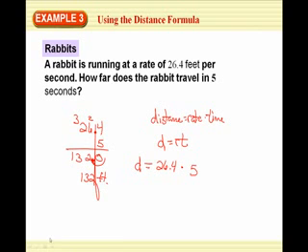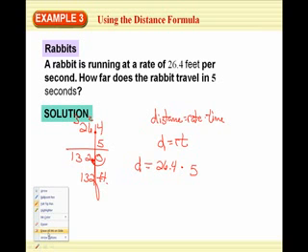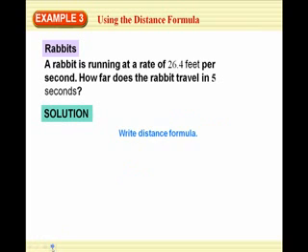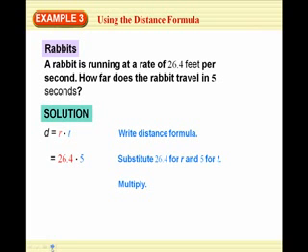Okay, let's see what they do. Let me get rid of my stuff here. So we wrote the formula, we substituted those into the right places, and then we multiplied. Got the same answer.